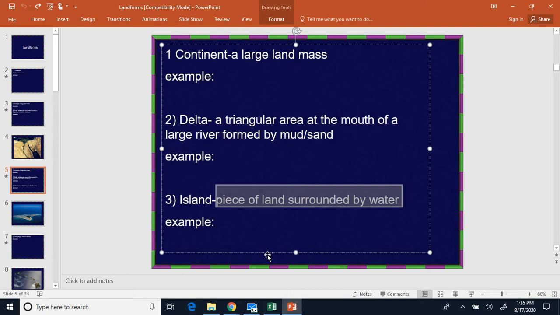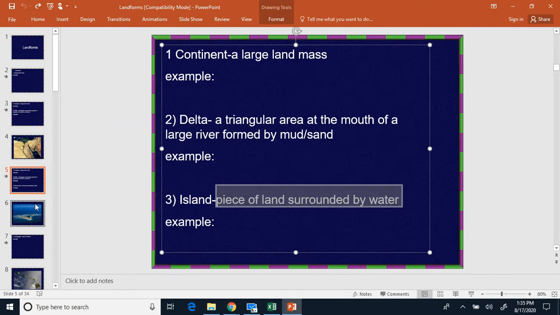Jamaica would be an island. Puerto Rico is an island. Hispaniola, which has the Dominican Republic and Haiti, both of those countries on it, is an island. The Bahamas is an island. The island Keys off of Florida, island. Okay, all those places are islands.